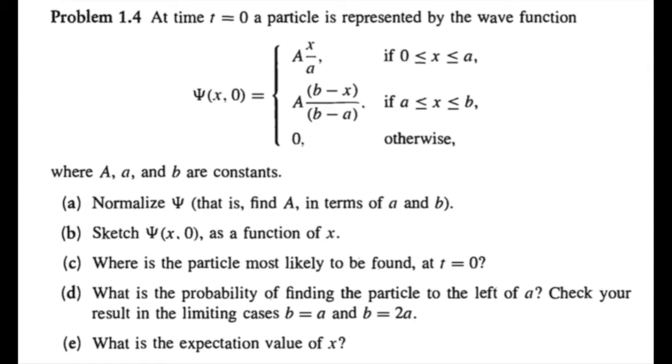Griffiths' Introduction to Quantum Mechanics, Problem 1.4. At time t equals 0, a particle is represented by the wave function psi of x, 0 equals capital A x over a, if x is between 0 and a; capital A (b minus x) over (b minus a), if x is between a and b; equals 0 otherwise, where capital A, a, and b are constants.